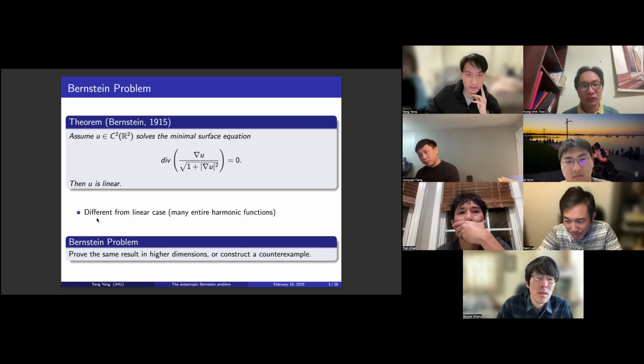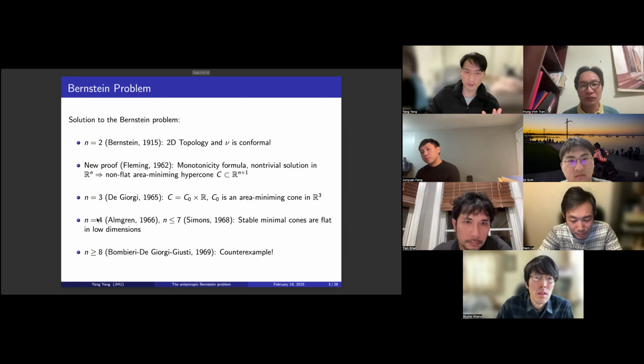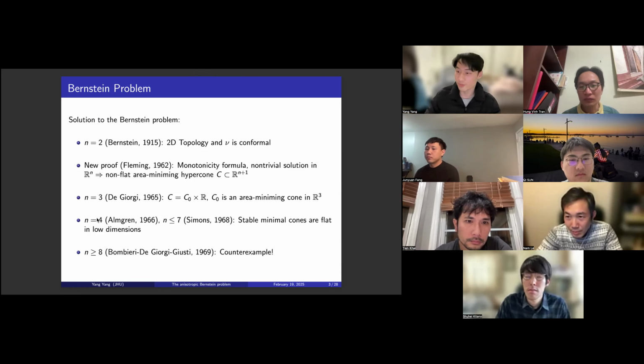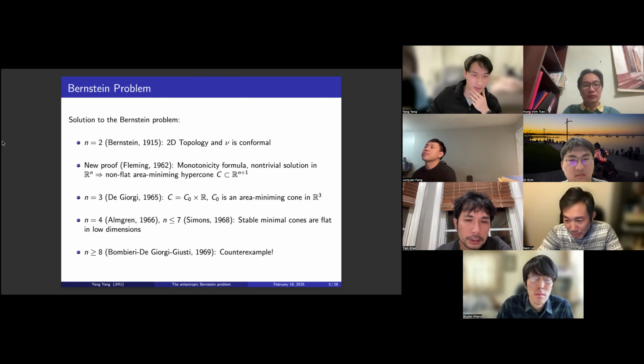Now this problem is completely solved, but I'd like to spend a short time discussing some of the key ideas of its resolution, because it's important for the rest of my talk and also beautiful in its own right. So first is Bernstein's original proof.